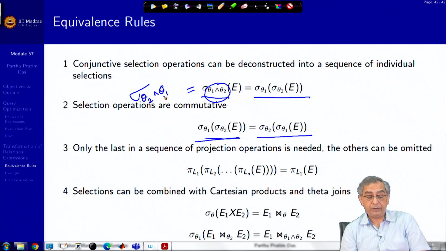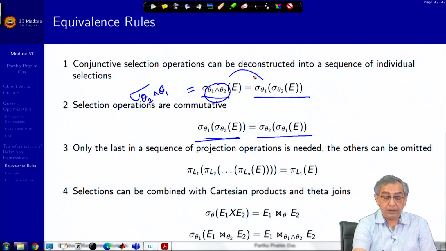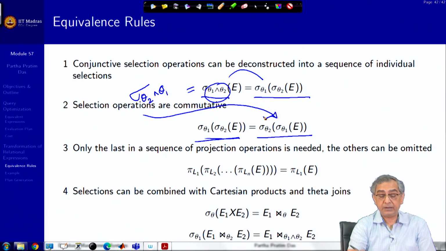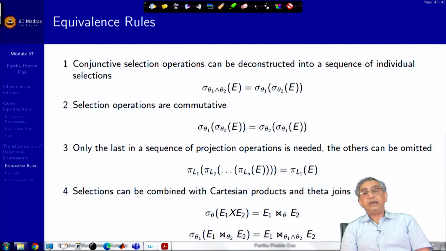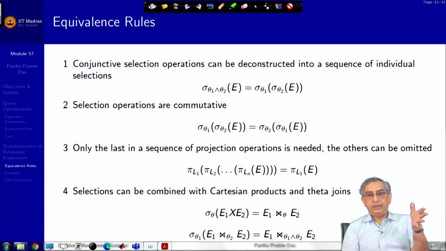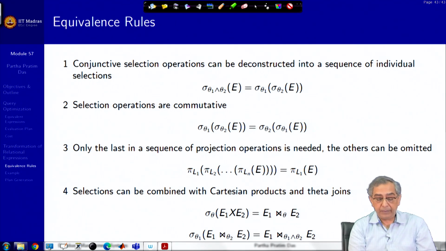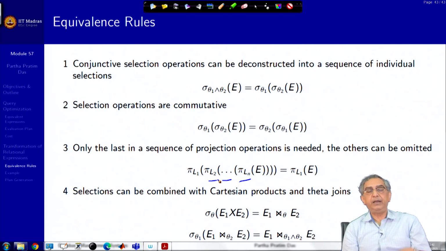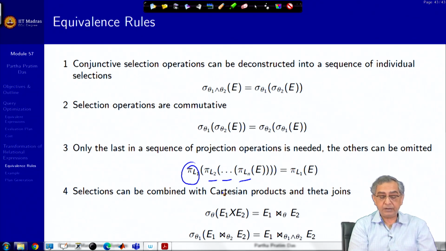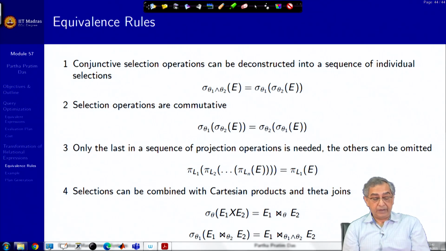And if I do that, then by this rule I can say that this is same as this. So, all of these are equivalent. Only the last in a sequence of projections matters, because if you are projecting, then that column will have to exist in the relation. So, if you are making multiple projections, you are basically reducing the number of columns. So, it is the final one that matters, everything else can be ignored. These are the equivalence rules.